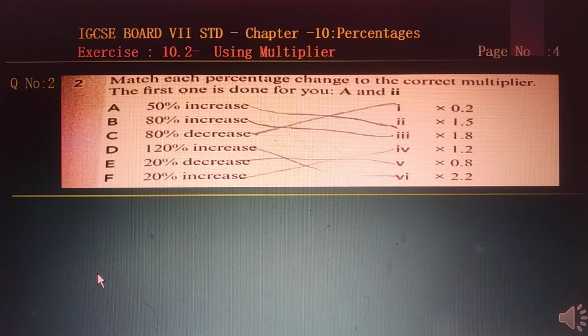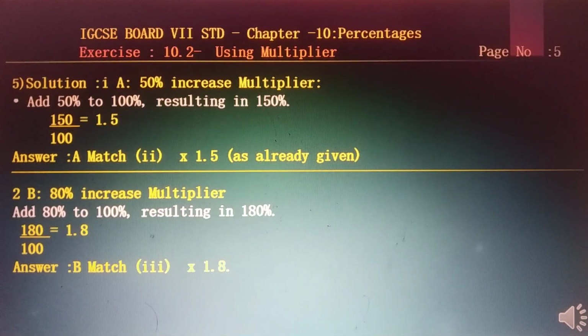And question number 2, match each percentage change to the correct multiplier. The first one is done for you. For A, it is 2. The basic calculation for a 50% increase multiplier: add 50% to 100, resulting in 150%. 150 upon 100, we get 1.5. Answer A matches second, 1.5 is already given in the book.